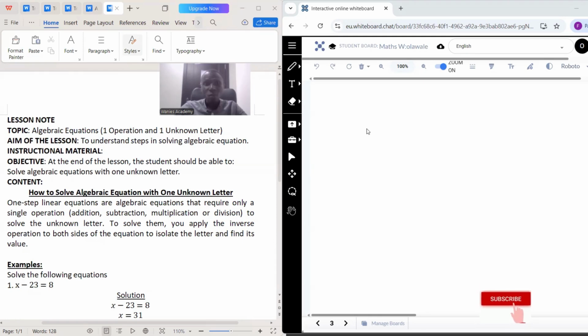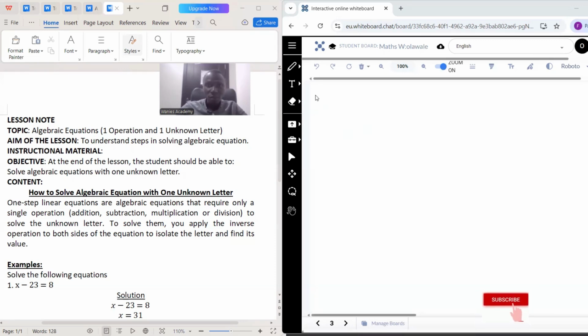Let's now look at how to solve algebraic equation with one unknown letter. Now, one-step linear equations are algebraic equations that require only a single operation, that can be addition, subtraction, multiplication, or division, to solve the unknown letter. And to solve them, you apply the inverse operation to both sides of the equation to isolate the letter and find its value. So we're looking at 4 examples in this topic.